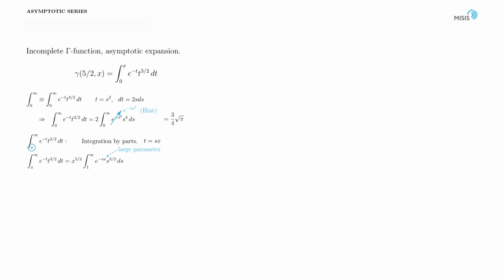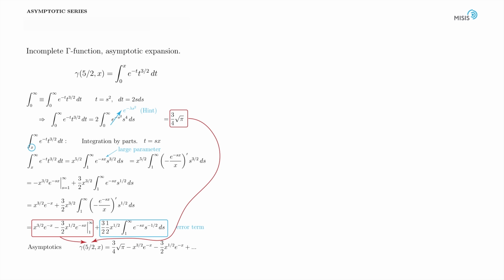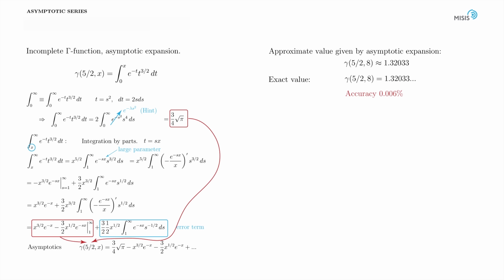Let's make two integration steps. We turn the exponential into a derivative and perform the first integration, and then we repeat the step again and integrate once more. The last term is, as usual, treated as a remainder or error term. So after two integrations, we collect all the terms, and the asymptotic becomes as follows. And its value at x equal to 8 is 1.32033. And this, for comparison, is the value after just two analytical operations. The accuracy is 0.006%. It's incredible. So this is just an example of how superior a divergent series can be compared to a convergent one.